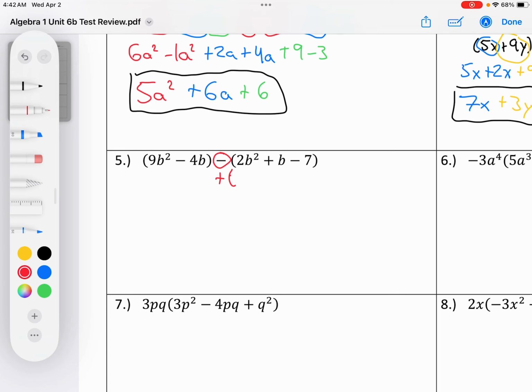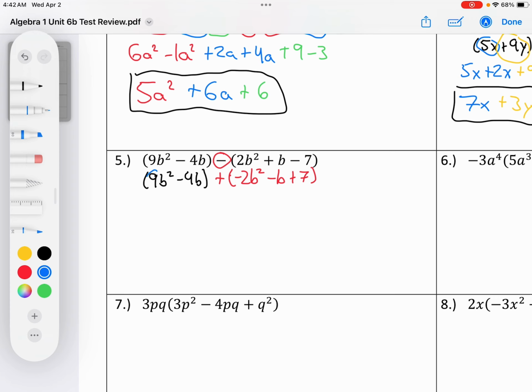So this 2b squared, I'm going to make negative 2b squared. This plus b, I'll make a negative b. And this minus 7, I'll make a plus 7. So I change the minus to a plus, and then everything after it, I make the opposite. But the first part stays the same. So the 9b squared minus 4b, that part stays the same. It's just what is after that we changed.